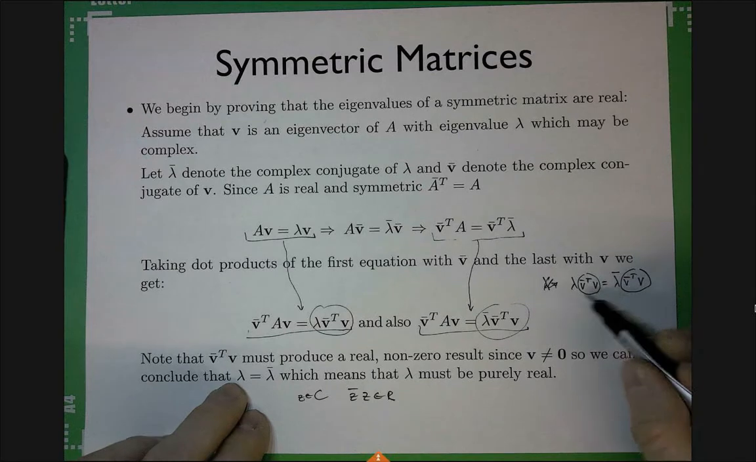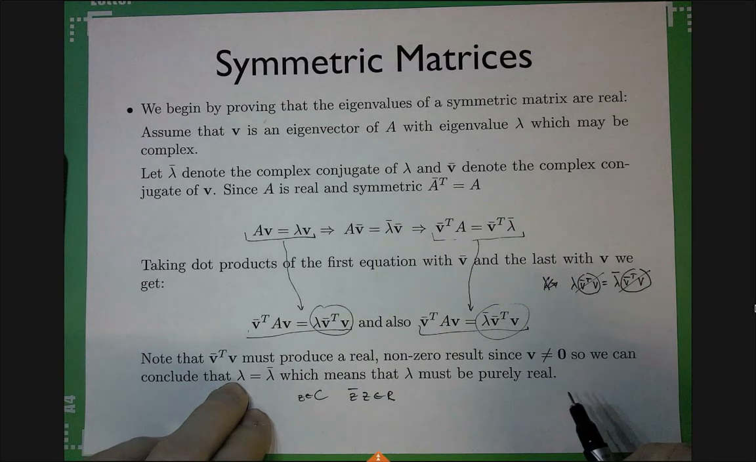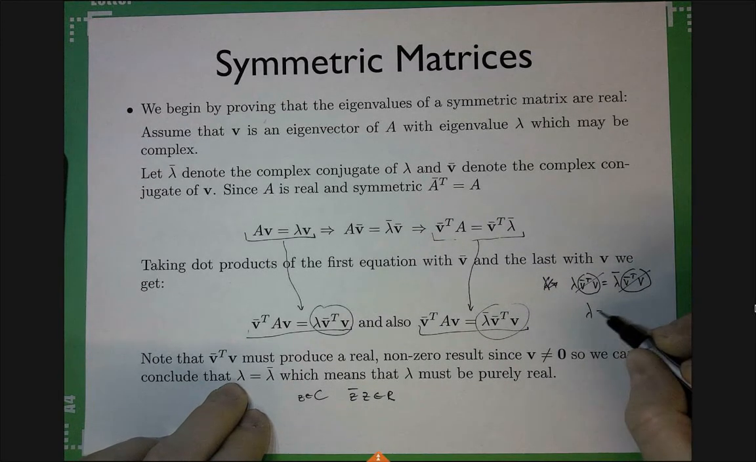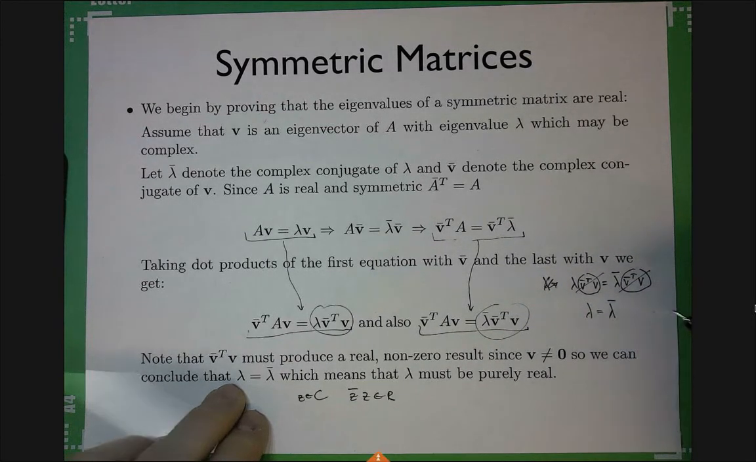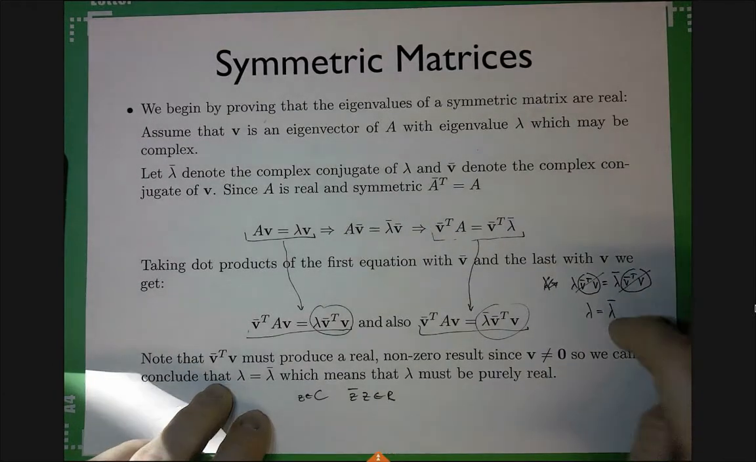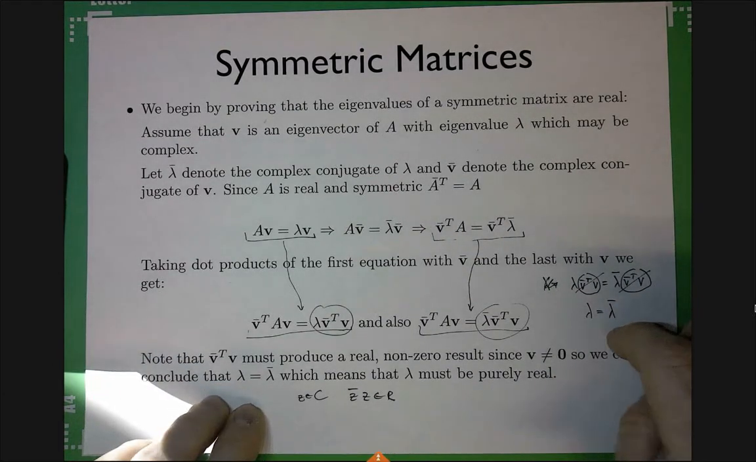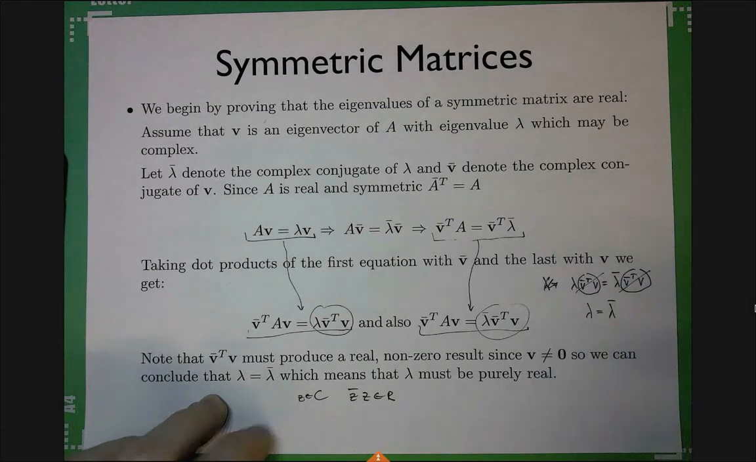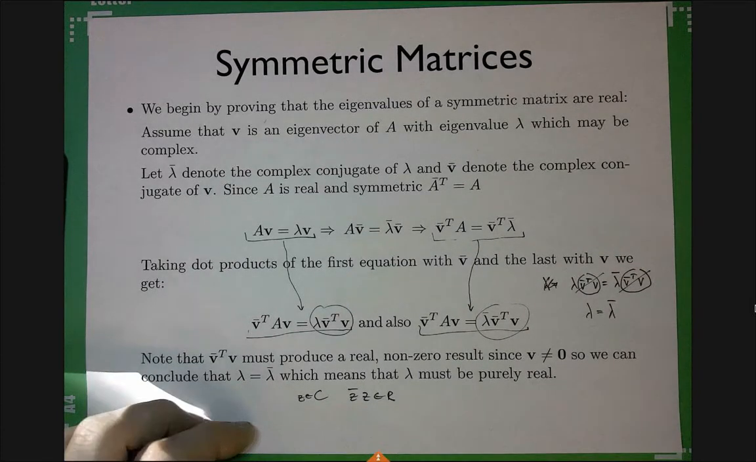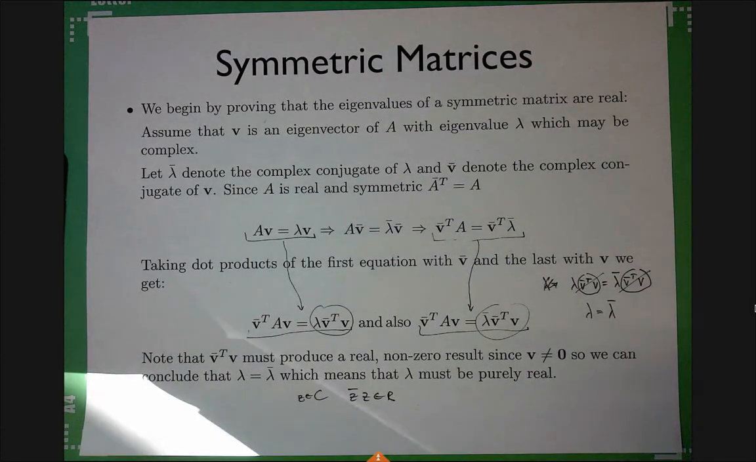So this is just a scalar. It's a real scalar, and it's a non-zero scalar. So I can as well divide this entire equation by it. And what I get is that lambda equals lambda complex conjugate. That's what I wanted. This means that lambda must have zero imaginary component. In other words, lambda is real. Okay, that's the proof.